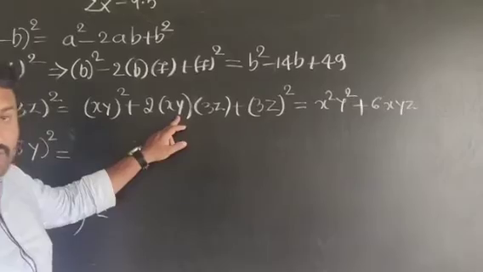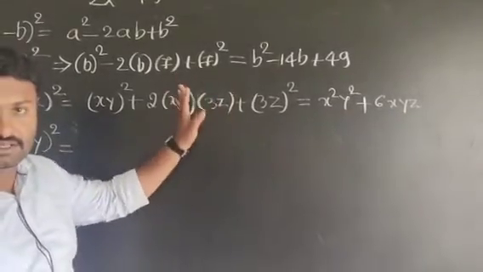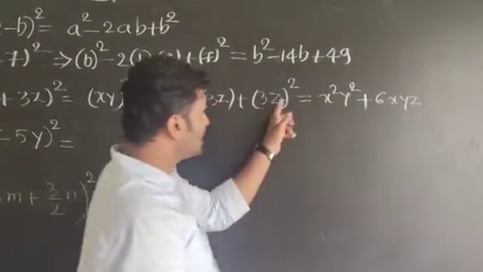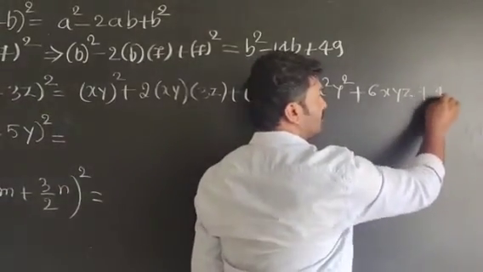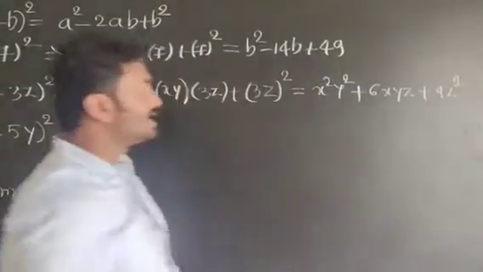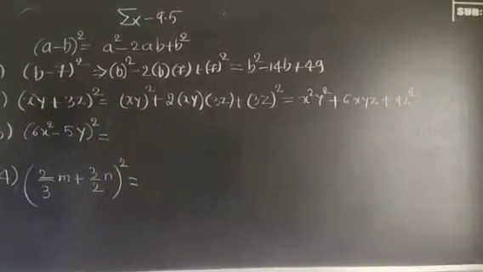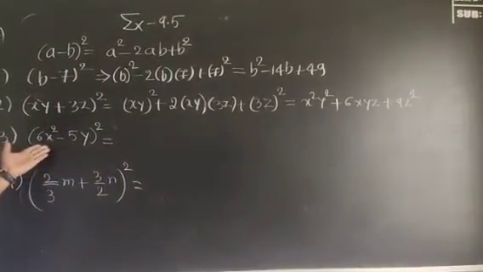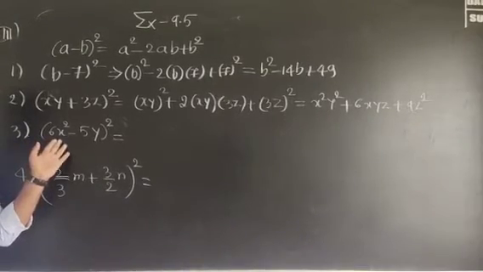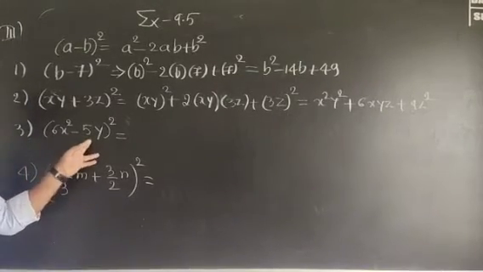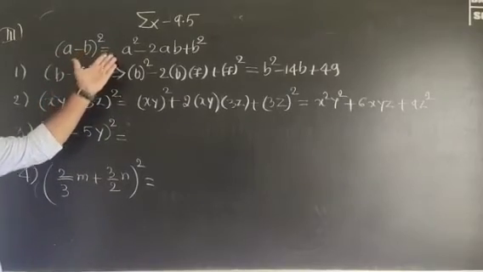Here xy is a variable, here z is a variable, so you have to multiply: xyz. And 3 square is 9, 9z². Okay, this is the answer. And here in third main, a value is 6x², b value is 5y. It is based on this identity only.